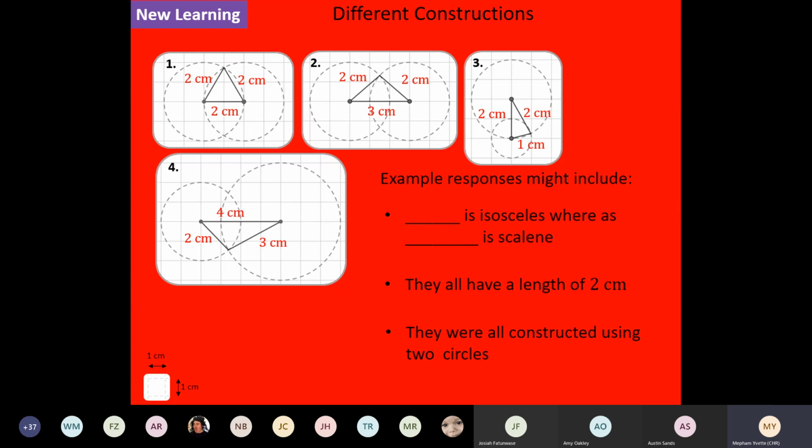And the key thing here is that they were all constructed using 2 circles. So some of you would have just practiced constructing triangles with your teachers just by using arcs, but some of you would have used circles, and either of them are fine, so long as you have that practice with the tools. Okay, so we're going to move on now.